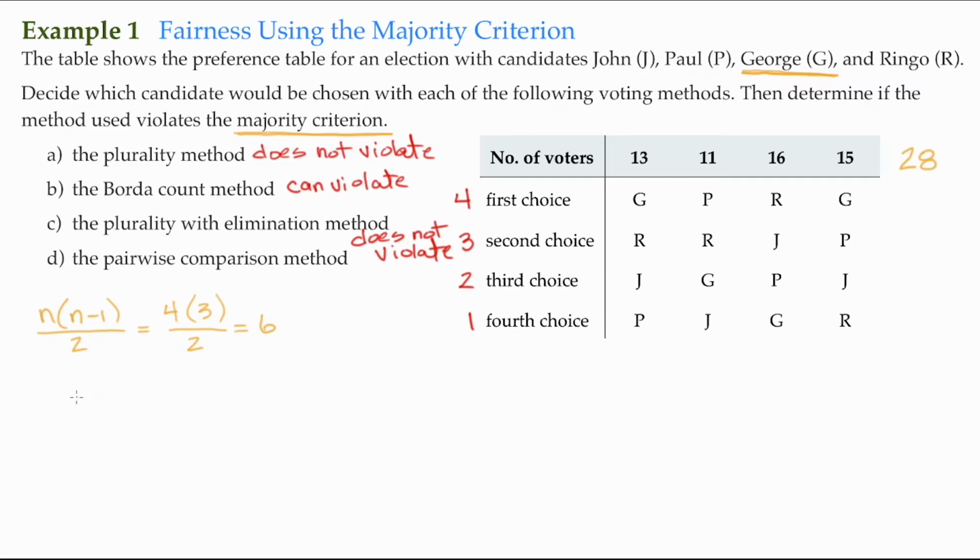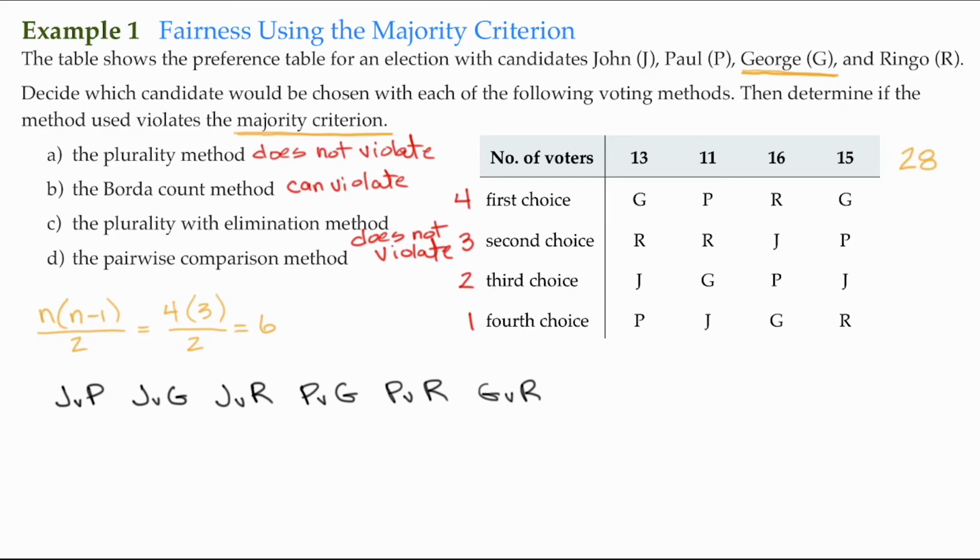So we'll pair up John versus Paul, John versus George, John versus Ringo, Paul versus George, Paul versus Ringo, and then George versus Ringo. And we have 1, 2, 3, 4, 5, 6 pairings.